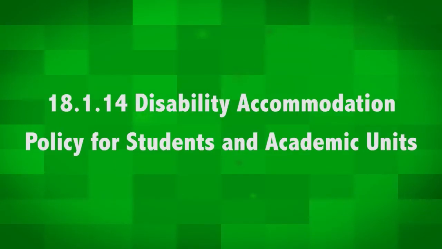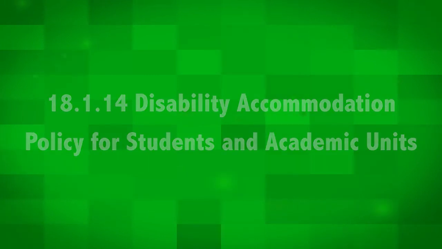UNT Policy 18.1.14, Disability Accommodation Policy for Students and Academic Units, clarifies that students with disabilities should register with the Office of Disability Accommodation to verify the disability and thus be eligible to request an accommodation. The vast majority of accommodation requests are simple and inexpensive, and there are resources on campus to help you with these.